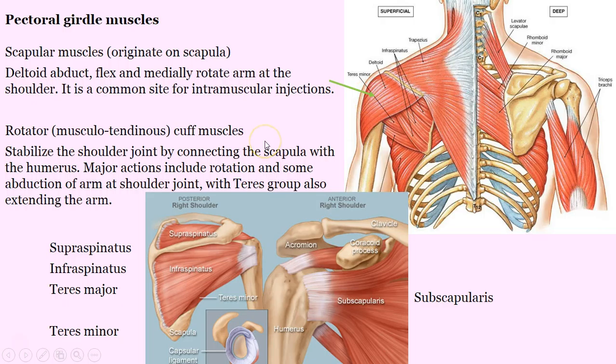Rotator musculotendinous cuff muscles. Let's look at these. I like to put the teres major in here, but typically you don't. See, I put the teres major. We mentioned these at the beginning of the video: supraspinatus, infraspinatus, teres minor. And on the front view, and this is the only anterior attaching muscle of the rotator cuff, is the subscapularis.